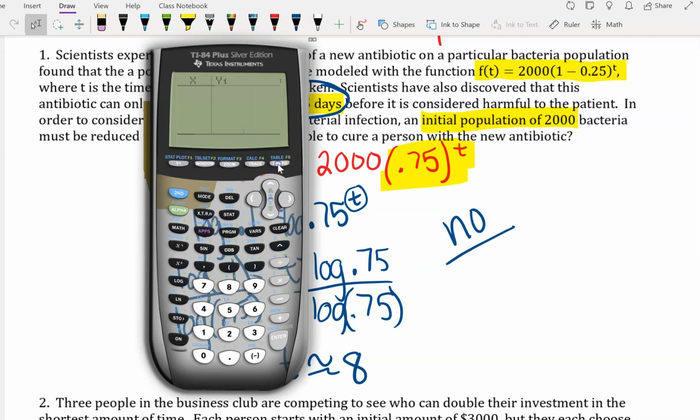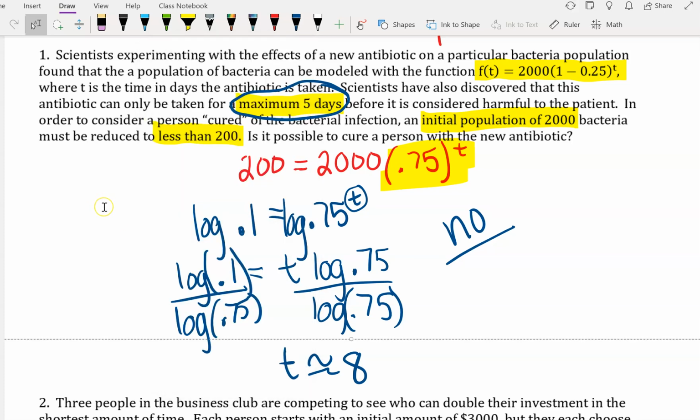Then I look in the table at how long it takes for it to reach 200, or really below 200. It's going to take a little over 8 days to get below that 200 mark, just over 8 days, which is the same as what we got when we solved it algebraically.